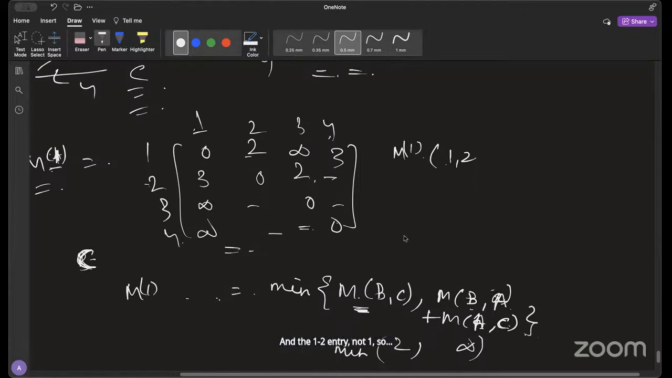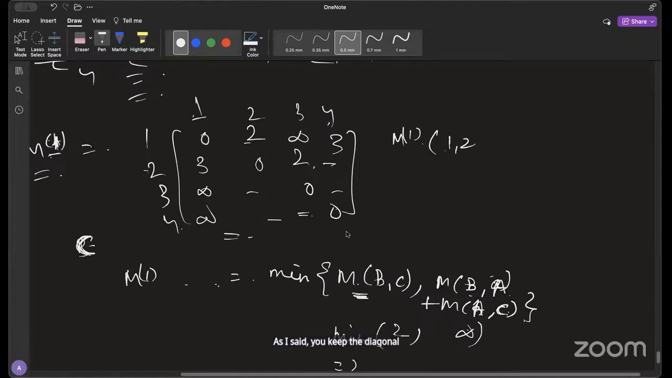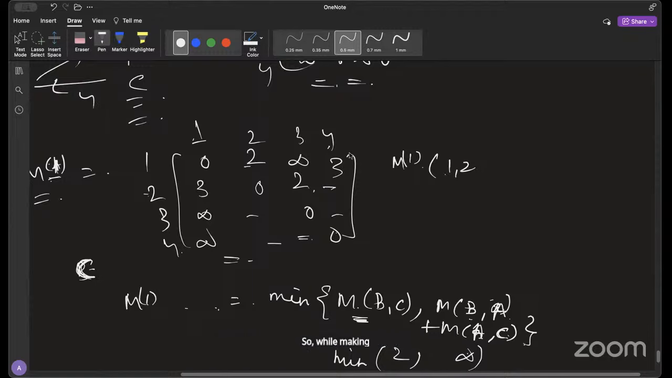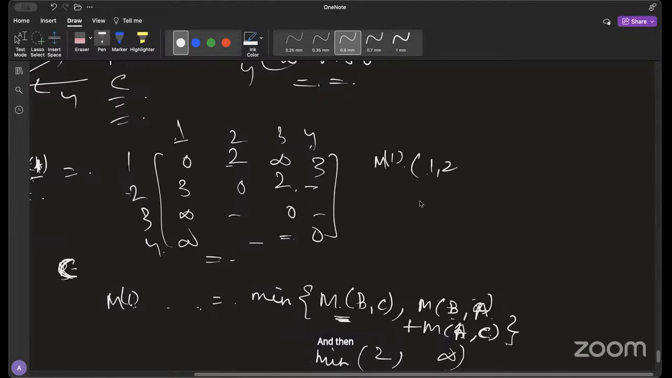So as I said, you keep the diagonal entries same. Keep the first row and first column same. So while making this, you keep this first row because 1 is here. You keep the first row and first column, you keep that same, and you keep the diagonal same. And then what do you change? You change these entries, the other ones.